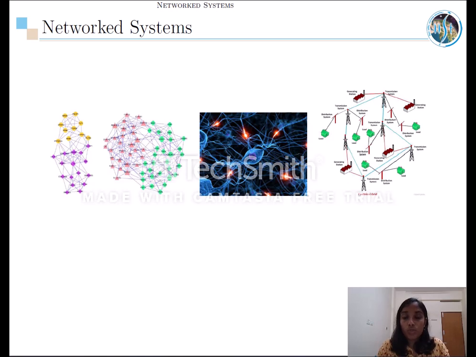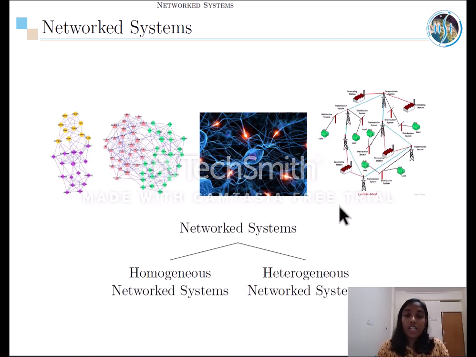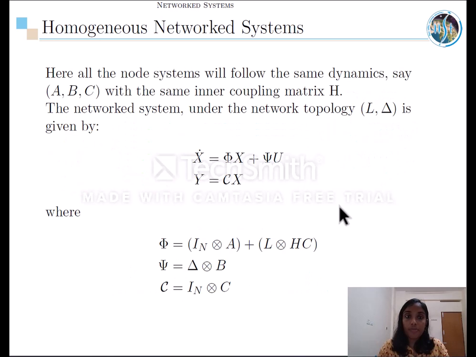Now we are moving on to network systems. In today's complicated world, all the systems that we encounter in daily life are not as simple as a linear system. For example, gene regulatory networks, neural connections in our brain, or power grids, all are networks. So that calls forth attention to connecting various linear systems to form network systems. Network systems can be broadly classified into two: homogeneous network systems and heterogeneous network systems.